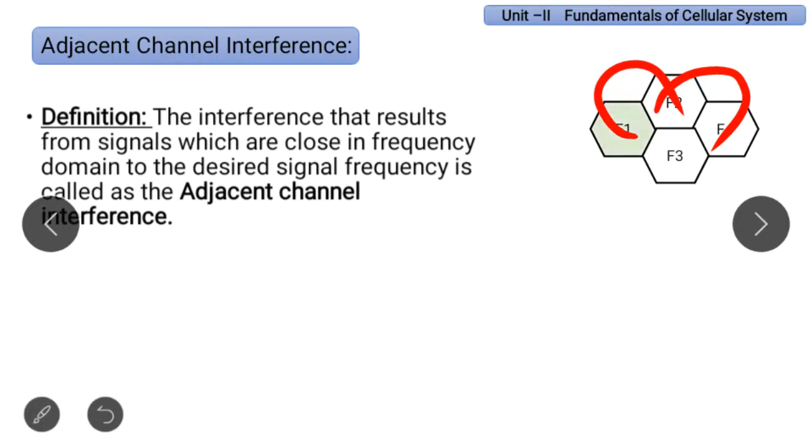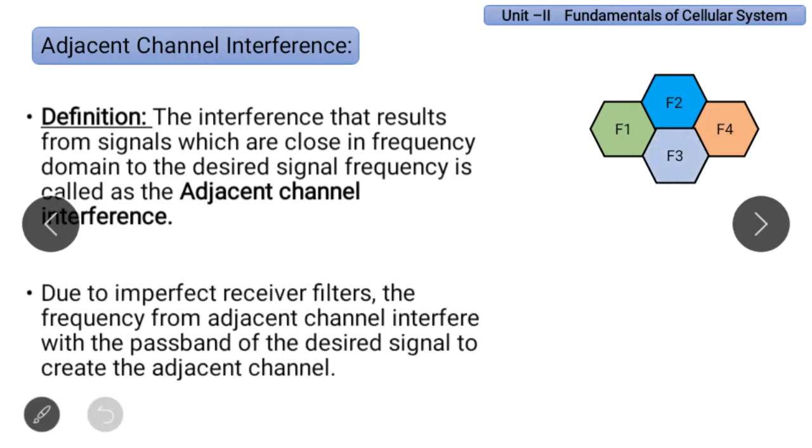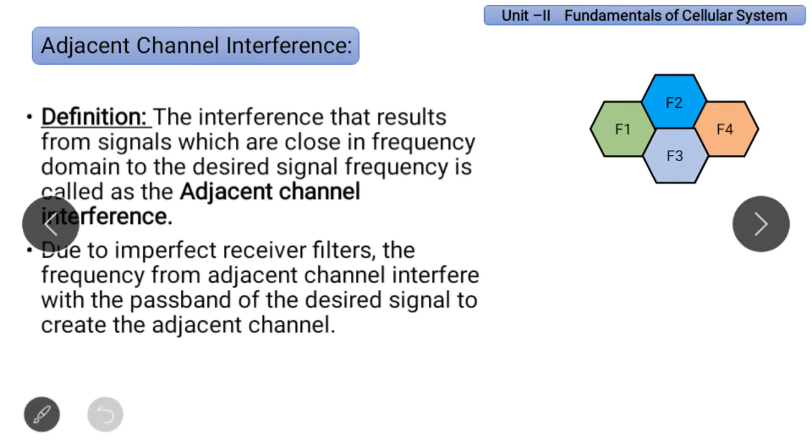These are different cells having different frequencies, which are called adjacent cells. Due to an imperfect receiver filter, the frequencies from the adjacent channel interfere with the passband of the desired signal to create adjacent channel interference. So why does this interference occur? Due to the imperfect receiver filter. If the filter is not perfect, not proper, then this interference will occur.